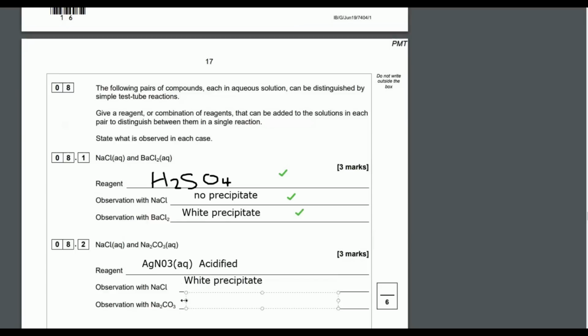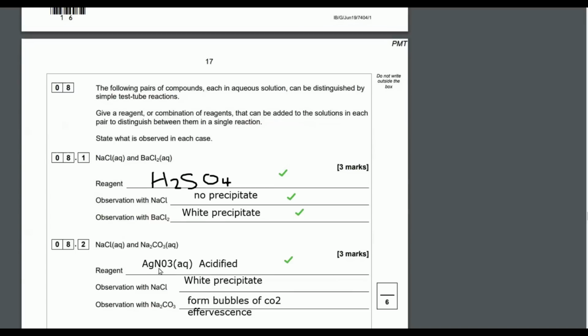Now, because it's acidified, what do acids do with carbonates? We've got sodium carbonate here. It's going to form bubbles of CO2, or we could say, I can never spell this word, effervescence. I'm sure I've got a couple of extra letters in there for the effervescence. I would find that word difficult to spell.